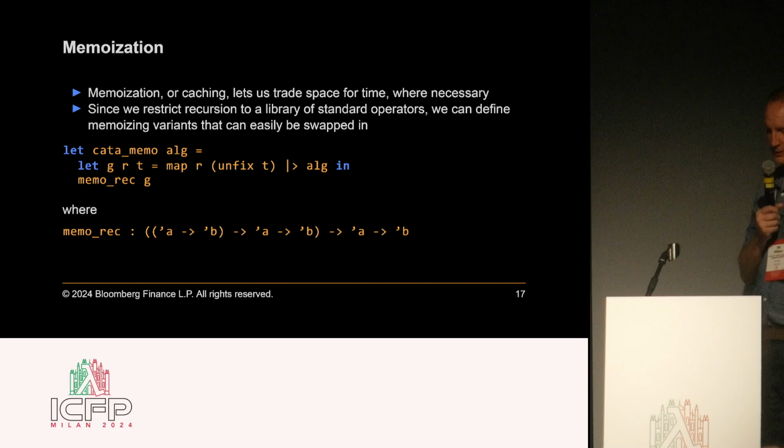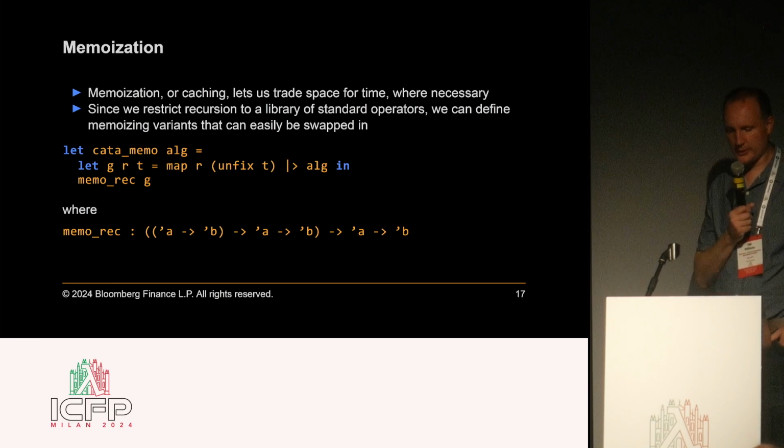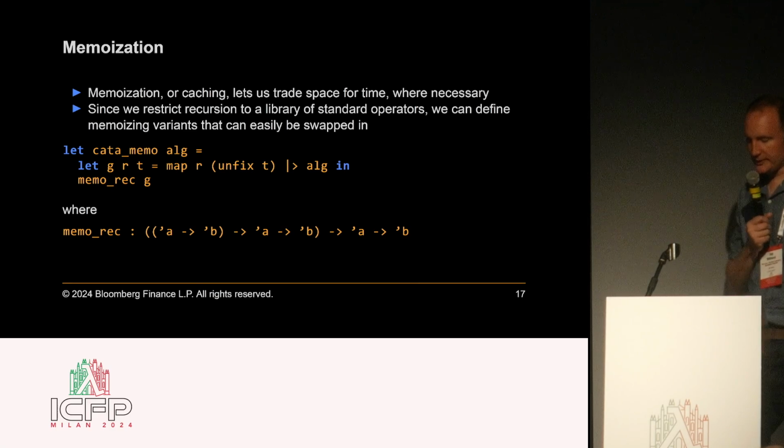Memoization often goes hand in hand with hashconsing. So we're trading space for time here where necessary. And since we restrict recursion to a library of standard combinators, we can define memoizing variants that can be easily swapped in. So here's a memoizing catamorphism. It's built on another function, memorec, which you would implement very easily with a hash table.